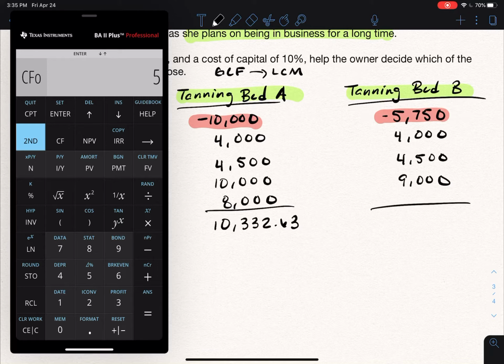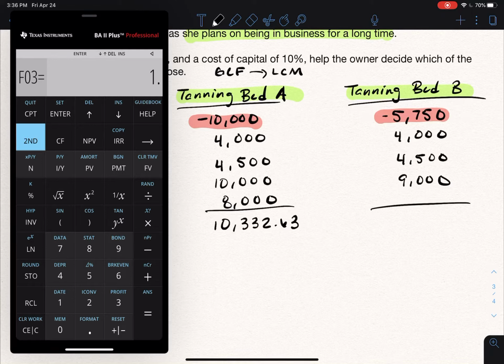So we're going to say $5,750. We're going to make it negative because it's an investment. We're going to hit enter. All right, cash flow year one, $4,000. We're going to skip frequency. Cash flow year two, $4,500. Enter. Cash flow year three, $9,000. Enter. All right, and that's all the cash flows we have because that's the shelf life, or the expected life, of this investment.